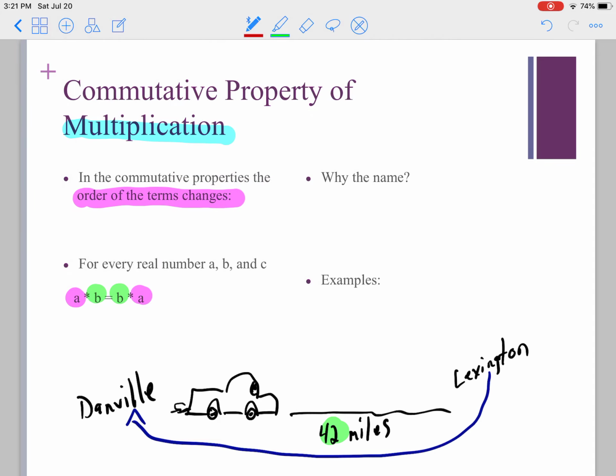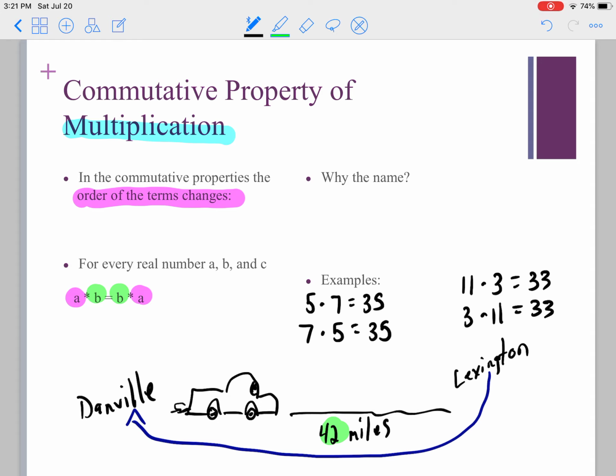So a couple of examples. We have pretty much an unlimited number of choices. So we could say 5 times 7 is equal to 35. And so is 7 times 5 equal to 35. We could say 11 times 3, which is equal to 33, is also the same as 3 times 11, which is also equal to 33. The order changes in the terms, but the value does not.